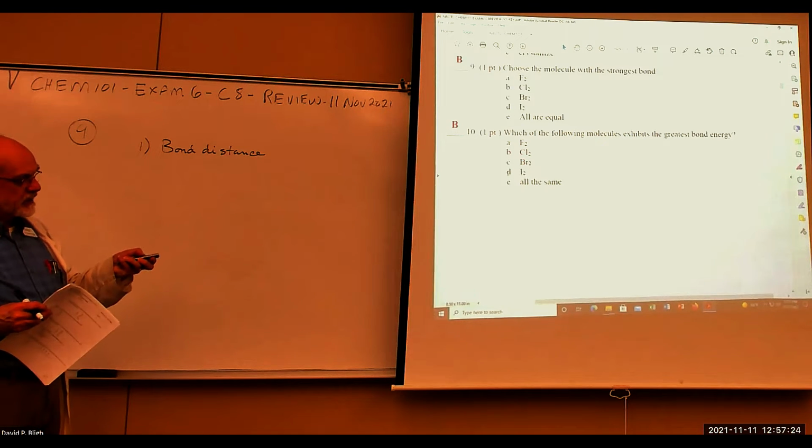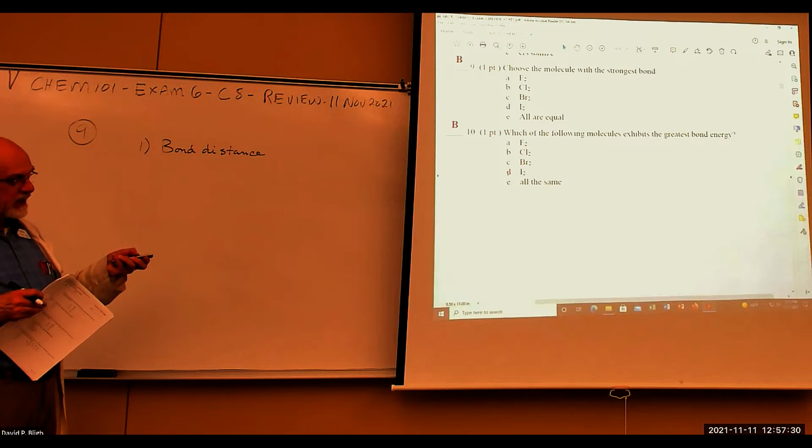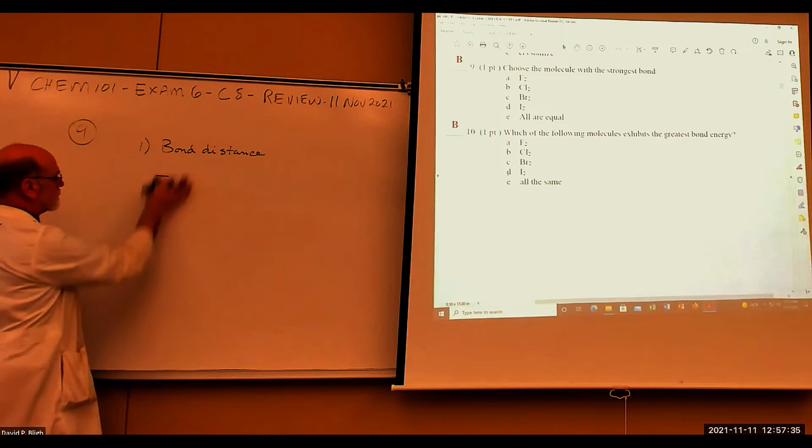So these diatomic halogens are given in the order that they are in the periodic table. So we're going down: fluorine, chlorine, bromine, iodine. So if we put them like this, let's see.